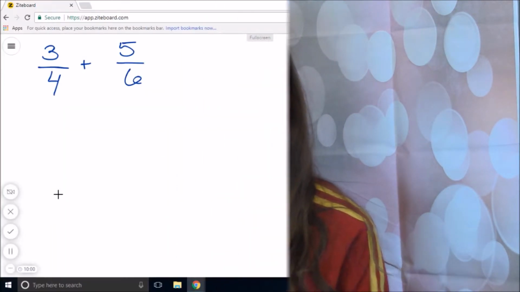Today we're going to be talking about fractions. Yes, I know, the dreaded fractions. Actually, it's pretty simple, I promise. We're going to be talking about adding fractions when they do not have the same denominator. So let's get to it.